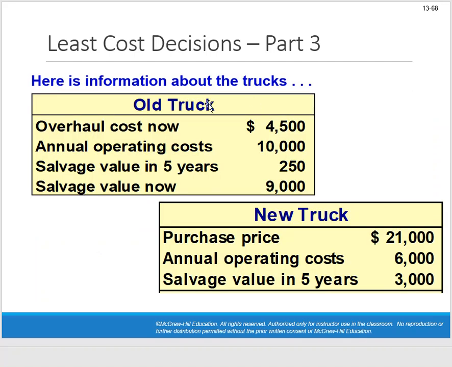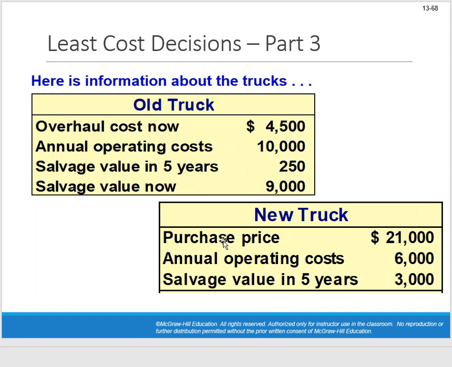So here's our facts. We've got the old truck. We could overhaul it now for $4,500. It costs $10,000 a year to operate. We think in 5 years the salvage value will be $250, but we think the salvage value now would be $9,000.